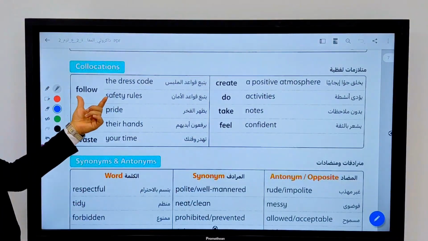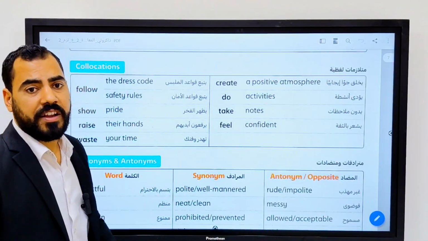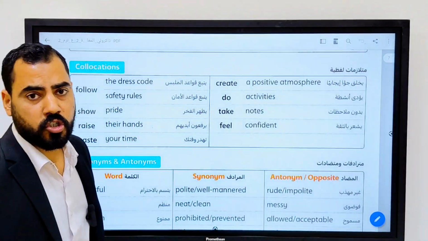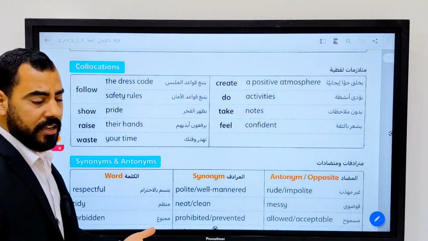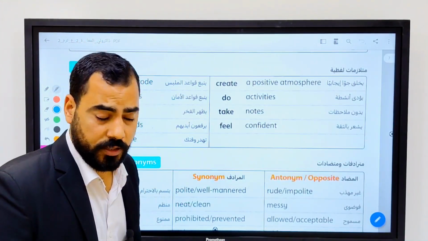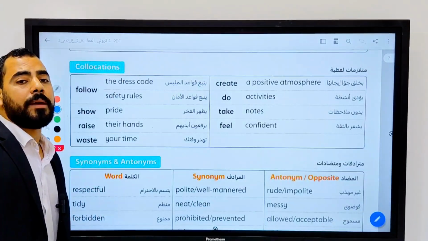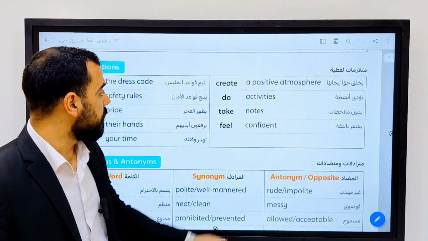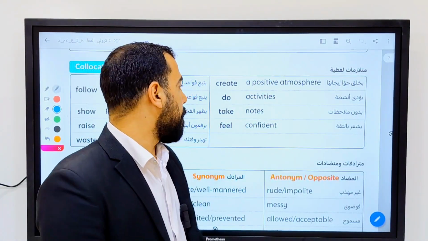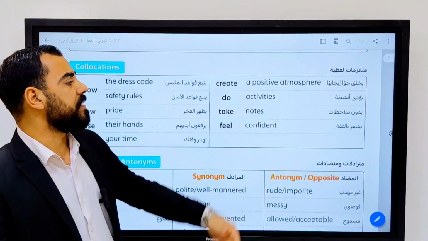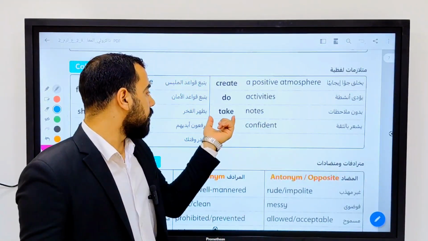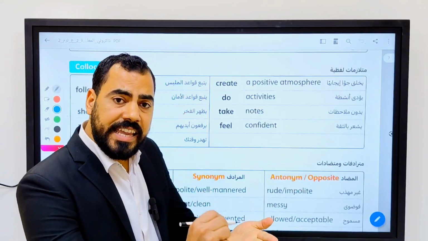Follow safety rules. You have to be safe and keep your friends safe at school. This means that you follow the safety rules. Show pride. You must be proud of your school, and you show pride about yourself and your parents. Raise their hands. Students must raise their hands in order to answer any questions. Waste your time. Don't waste your time at school, and follow the rules by listening to your teachers. Create a positive atmosphere. Teachers and students must create a positive atmosphere. Do activities. You can do activities at school, outside the school, at home, and everywhere. Take notes. Listen to your teacher and take notes.